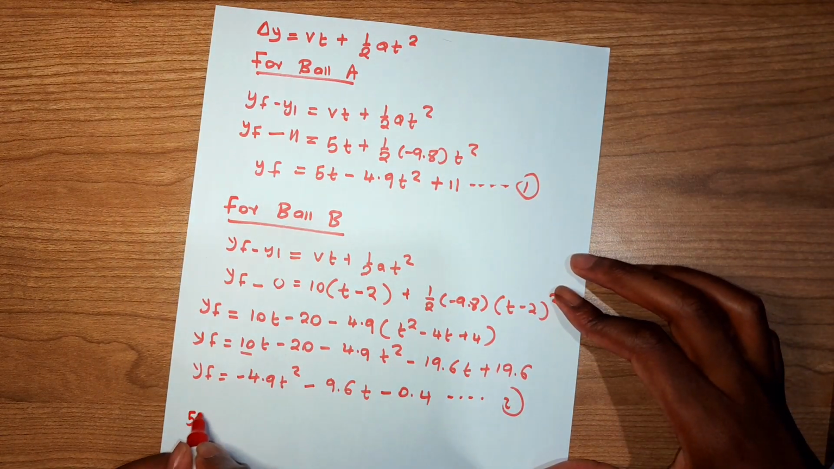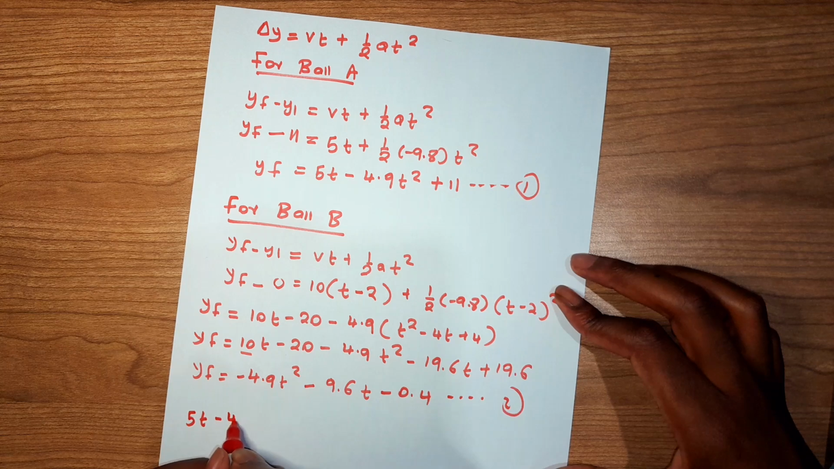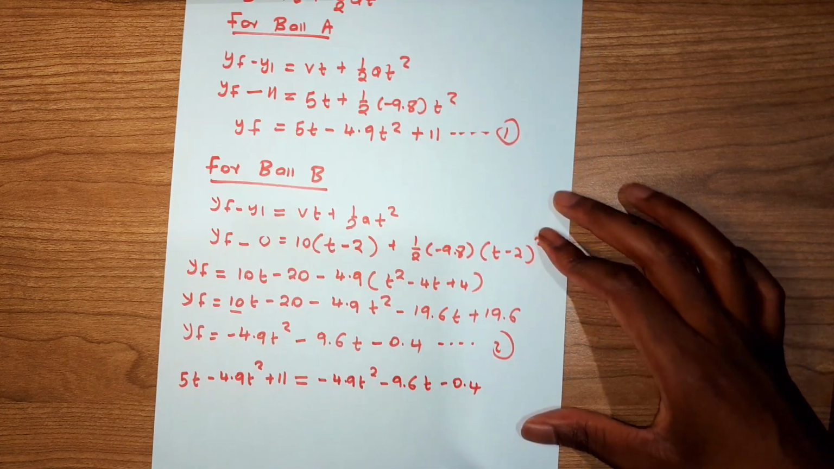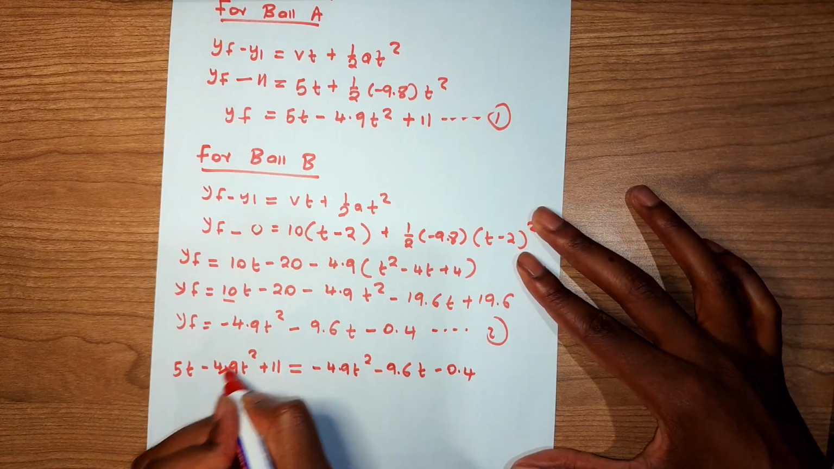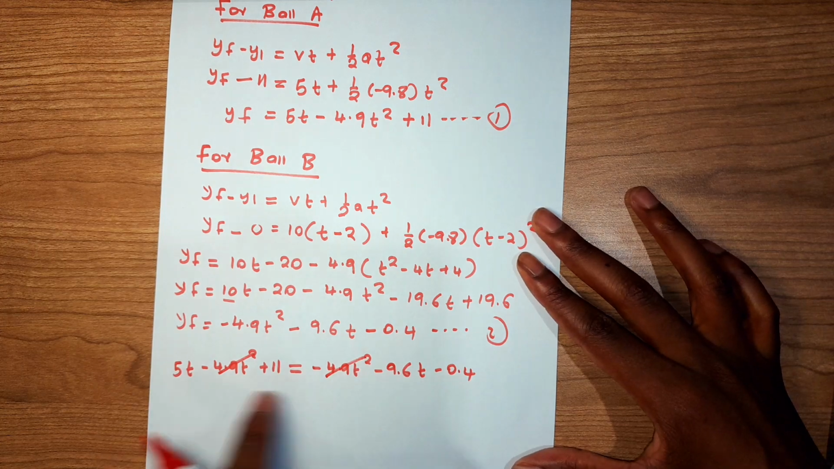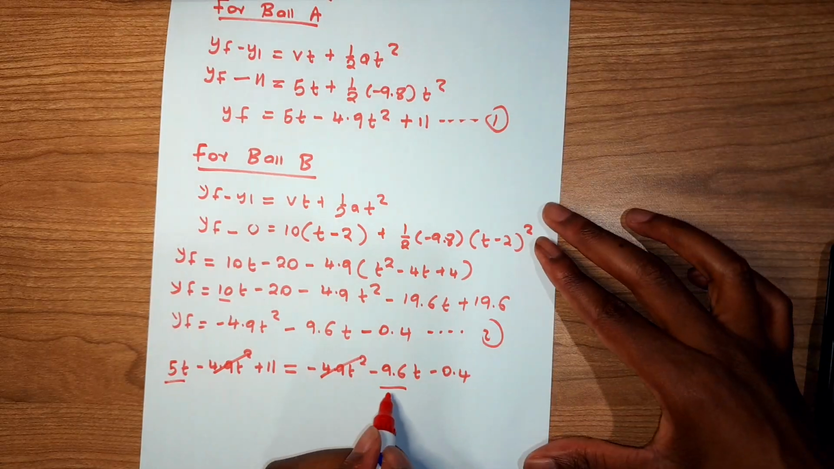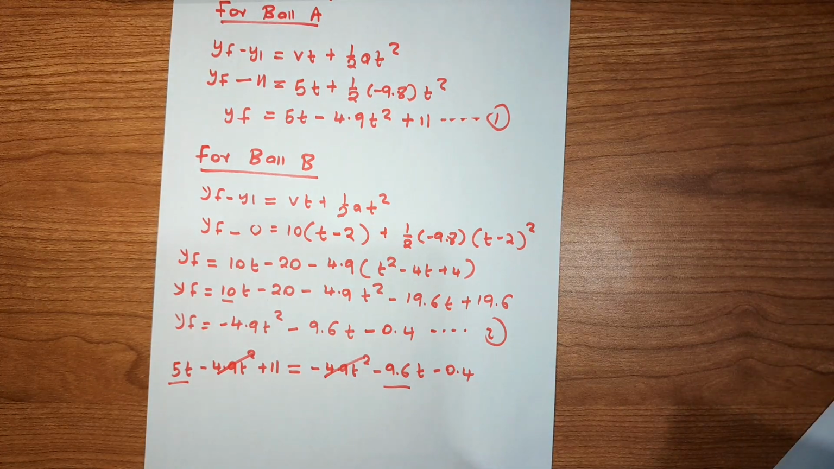I'm going to have 5t minus 4.9t squared plus 11, and I'm just going to equate it to minus 4.9t squared minus 9.6t minus 0.4, right? So this and this will eventually cancel out. I'm just going to take the t variables to the same side, so I'm going to take this to the other side. I'm going to have 5t plus 9.6t.